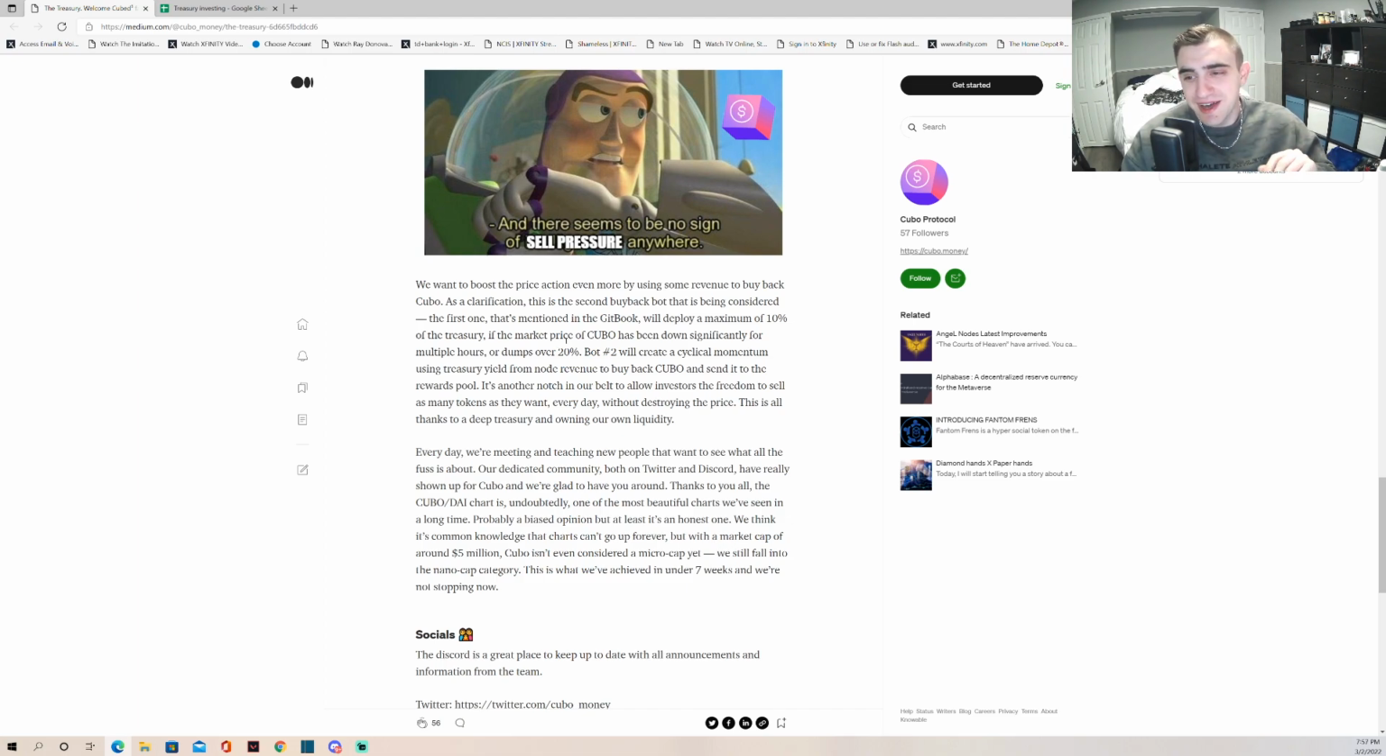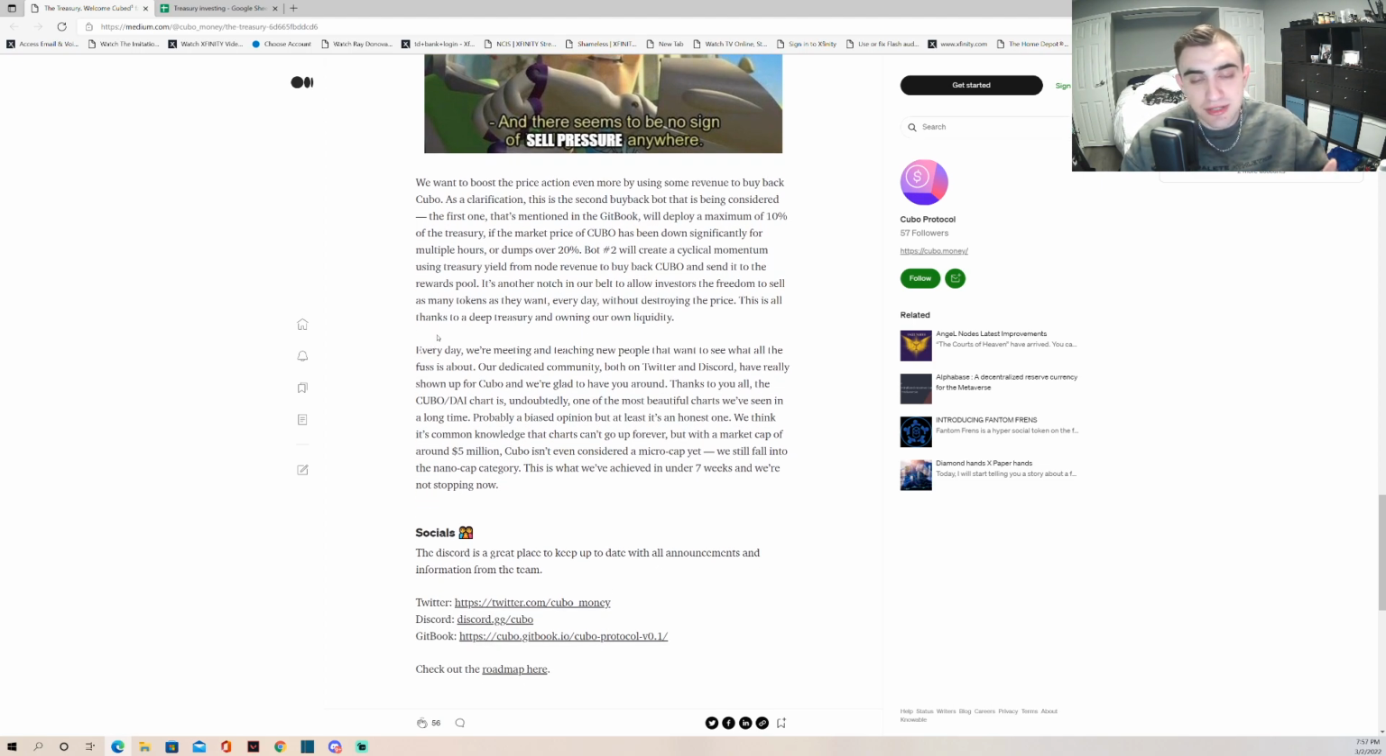I'm okay with it. Momentum using treasury yield from node revenues to buy back Cubo and send it to the rewards pool. It's another notch in our belt to allow investors the freedom to sell as many tokens as they want every day without destroying the price. This is great. They are encouraging you to take profits, right? And I think that's awesome.